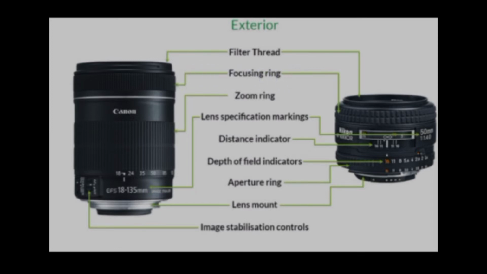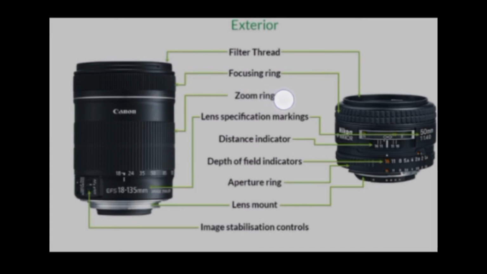Next part, the focusing ring. The focusing ring is a ring attached to the lens body that moves the lens components within the lens. The picture generated by the lens may be brought into sharp focus by altering the locations of the glass parts.